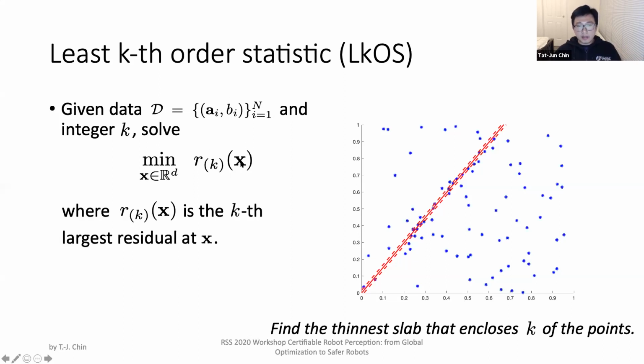Given any candidate X, we sort all the residuals and find the one that's the kth largest. We want to find the X that minimizes the kth largest residual. Geometrically, this is finding the thinnest slab that encloses k of the points.